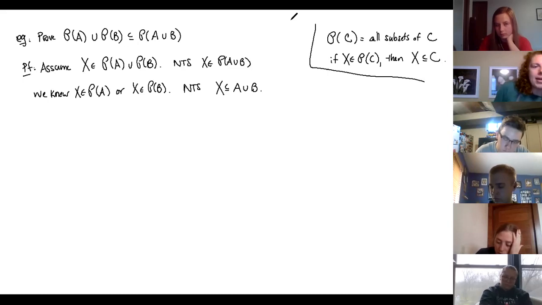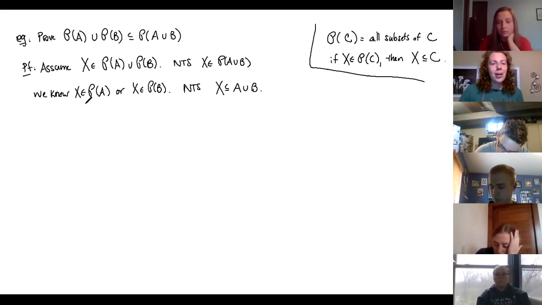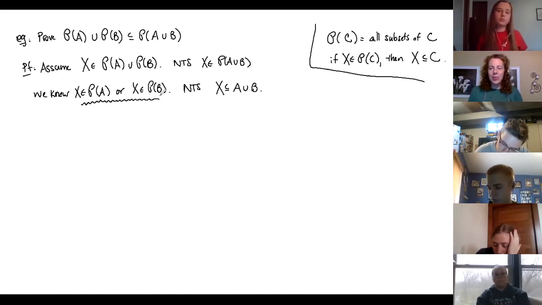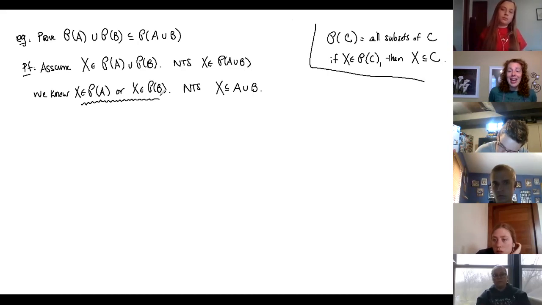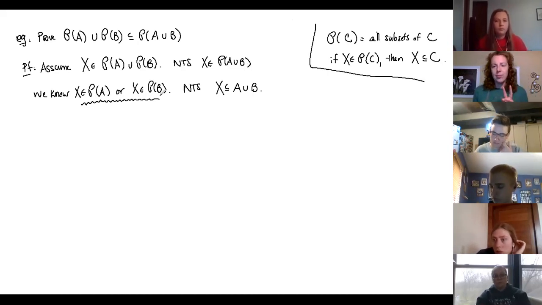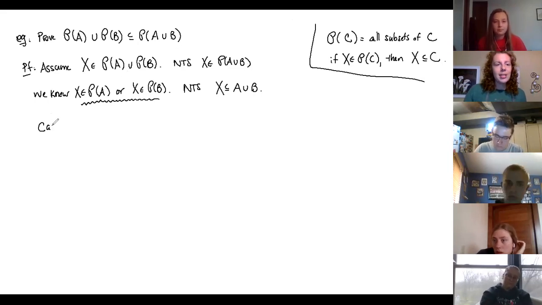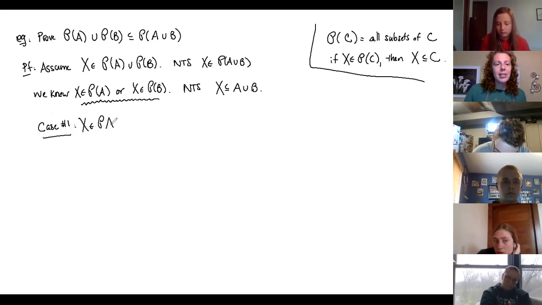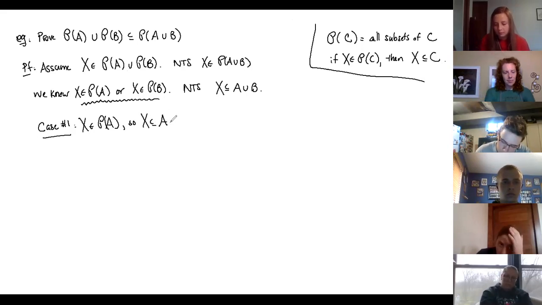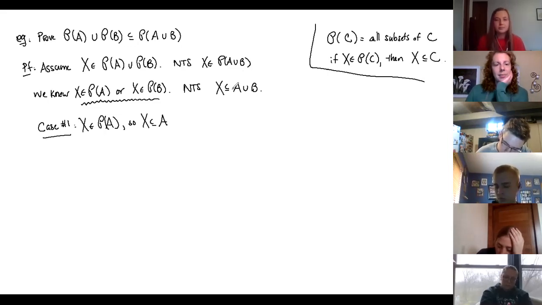All right, so we have an or here with my we know. We have an or here. That means we are going to need a proof by cases since we've got an or. So we've got 2 cases that we have to deal with. We need a proof by cases. So case number 1 is that X lives in the power set of A. So X is a subset of A. All right. So X lives in the power set of A, which means that X is a subset of A.